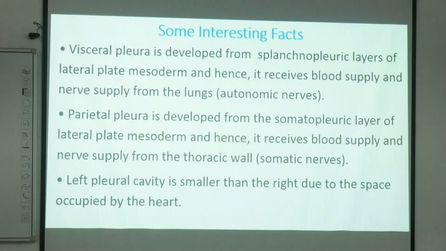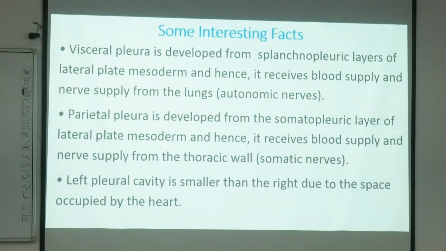So now visceral pleura is developed from the splanchnopleuric layer of the lateral plate mesoderm, and hence it receives its blood supply and nerve supply from the lungs, that is autonomic supply. In case of injury of the visceral pleura, there will be no pain, okay, because of this autonomic supply.